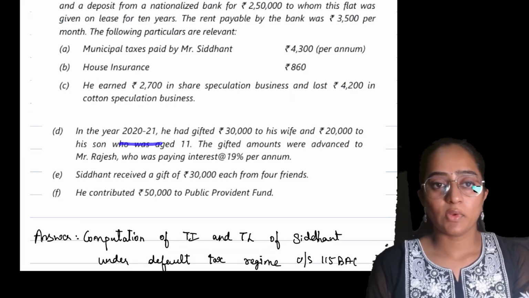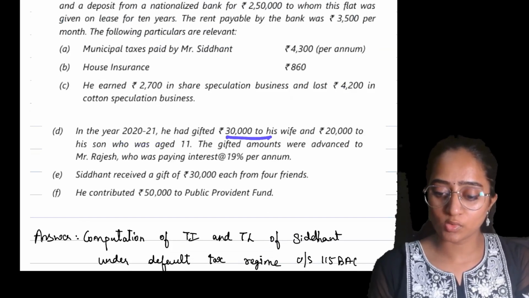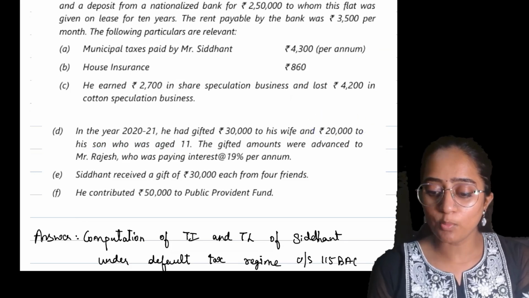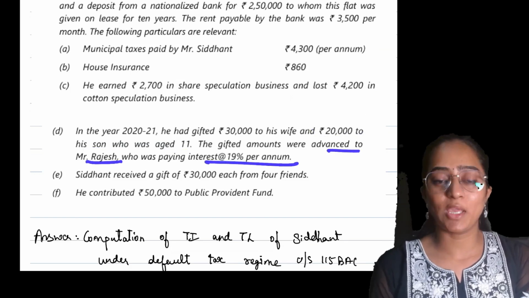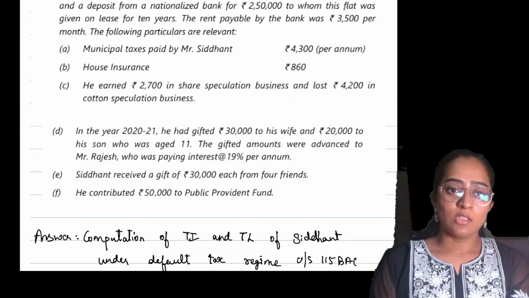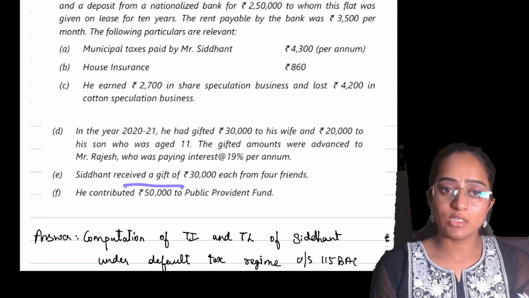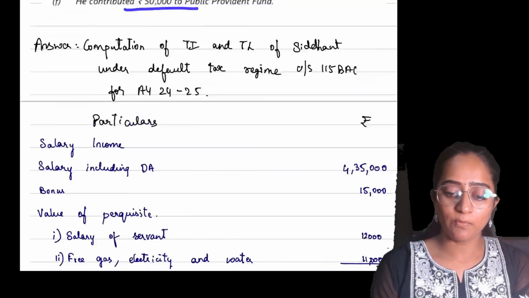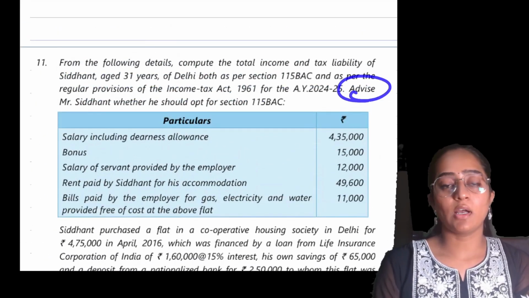In the year 2020-21, he had gifted 30,000 to his wife and 20,000 to his son, who was aged 11. The gifted amounts were advanced to Mr. Rajesh, who was paying 19% per annum. Siddhant received a gift of 30,000 from four friends. He contributed 15,000 to PPF. What they have asked is to advise.